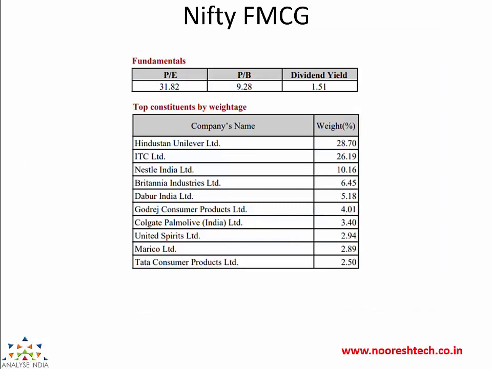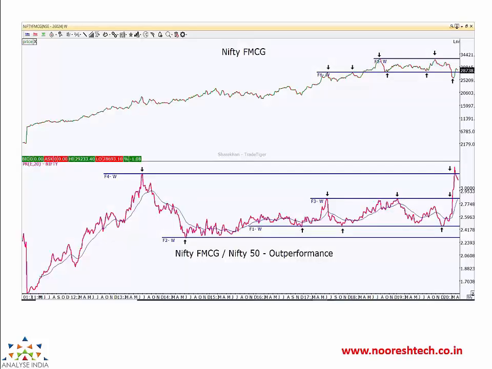Next we see is the Nifty FMCG index, where majority of the weight is from HUL, ITC, Nestle, Britannia, Dabur. Let us look at the chart.